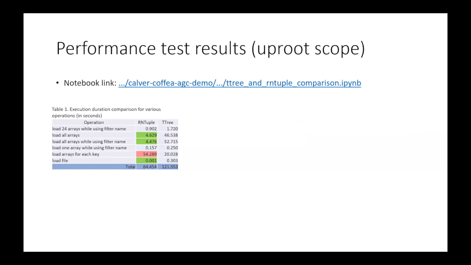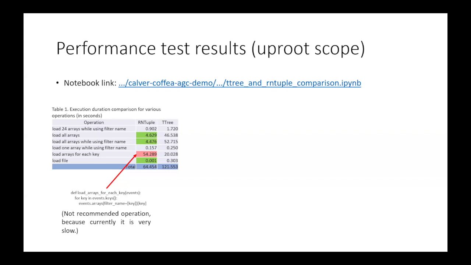Eventually, performance tests were done after data integrity was ensured. I created a notebook for all these tests, and here are the results. On the table, we can see that RNTuple is highly efficient in most of the operations, except one, which is not recommended to use because it is slow. So it should be fixed as a bug, it should be analyzed why it's happening, or it should be hidden from the end user so they don't use this way to load files.